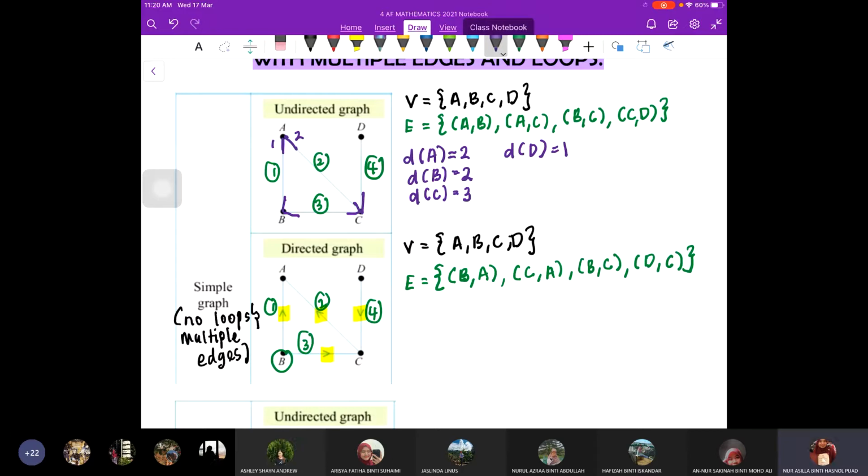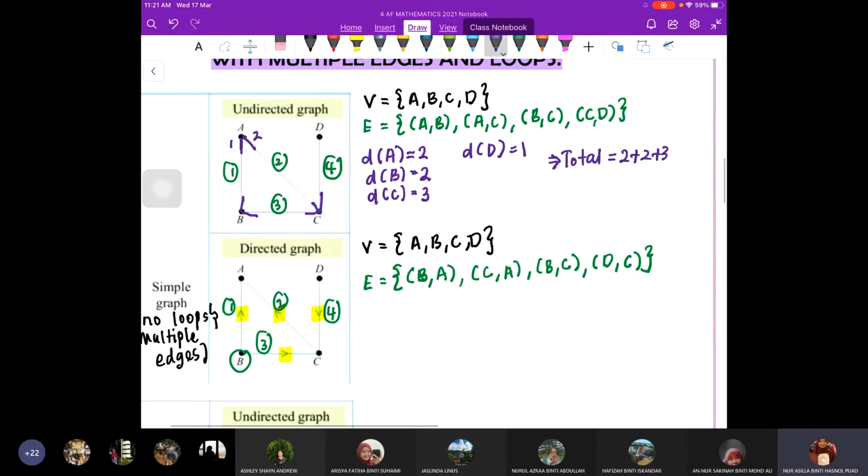Okay, so kita tambahkan semua, total will give me 2 plus 2 plus 3 plus 1 is 8.